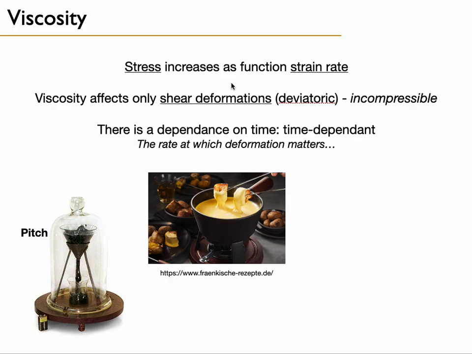In a viscous material, the stress increases not as a function of strain, but rather as a function of the strain rate. So if you would stir the cheese fondue very, very fast, it would become more and more difficult to stir it. The viscosity affects mainly shear deformation, and it's often assumed to be incompressible. There's a dependence on time in viscous flow, so the rate at which a deformation takes place matters.